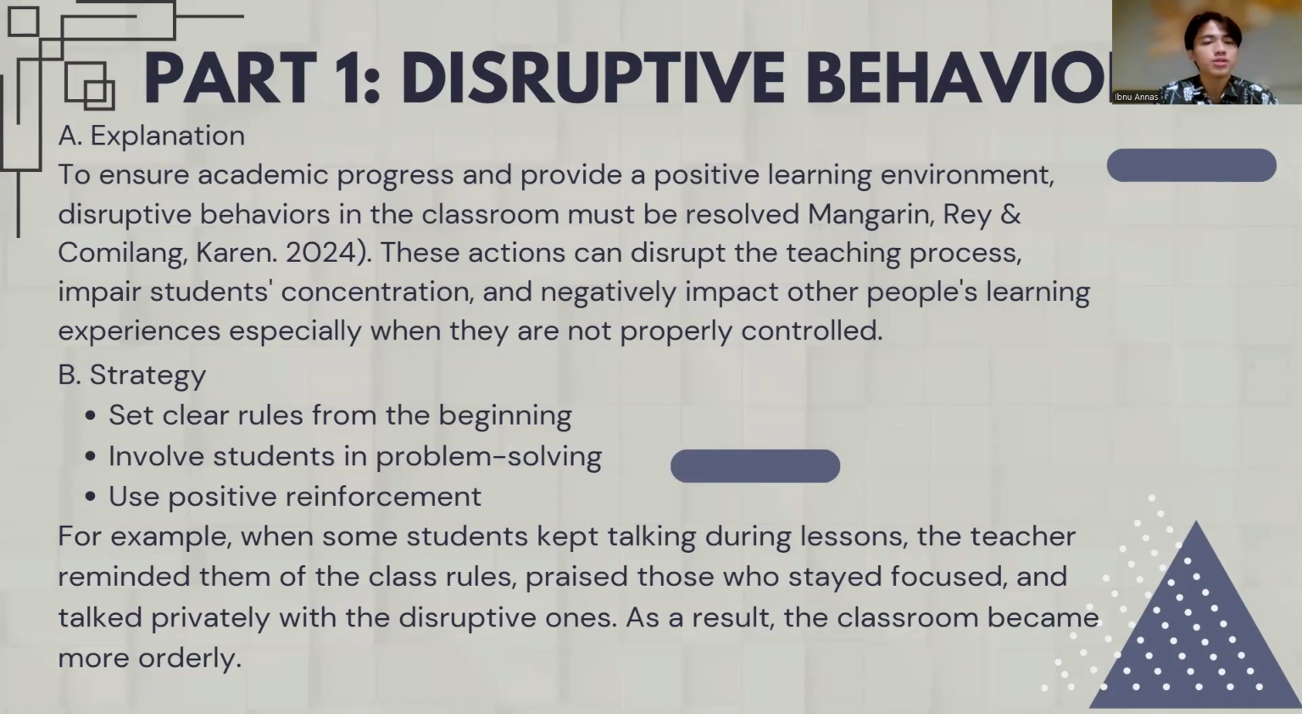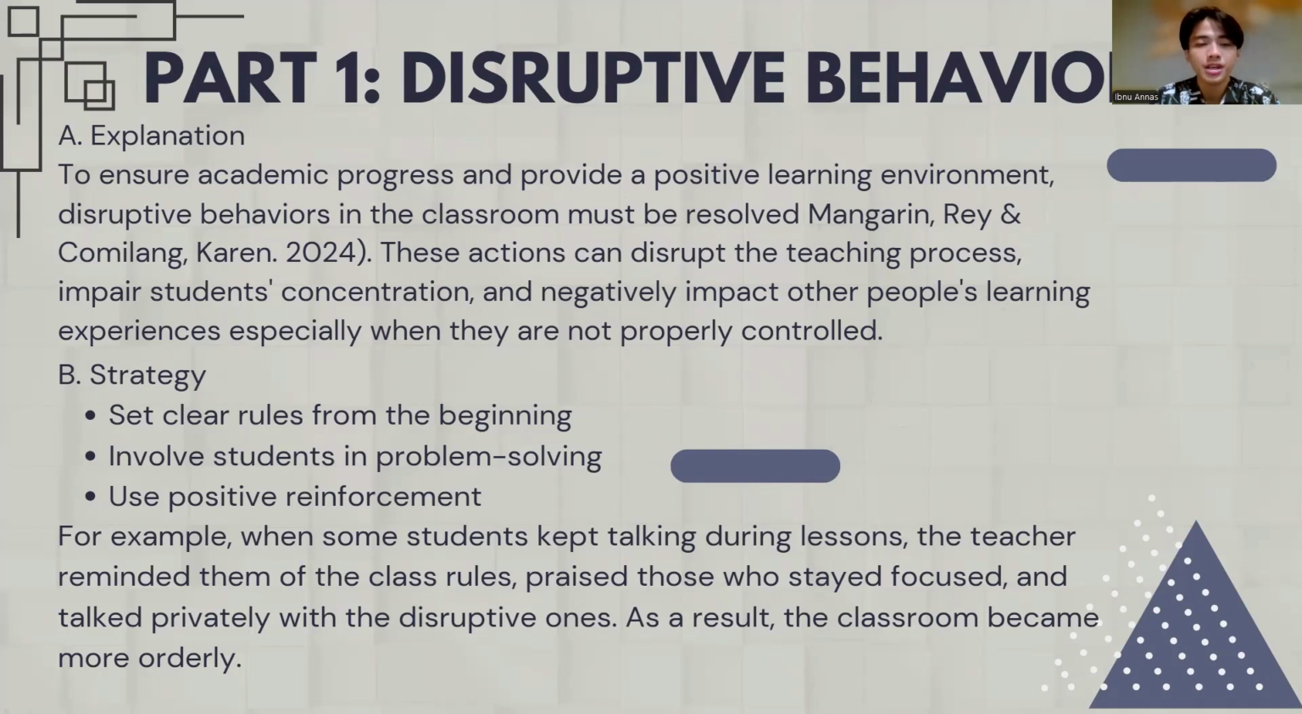And so how do we solve it? What are the strategies to control this disruptive behavior? The first one, set clear rules. Set clear rules like no phones during class, respect each other, no talking unless you raise your hand, and just one sound. And the second is involve students in problem solving, like praise or points for on-task behavior.